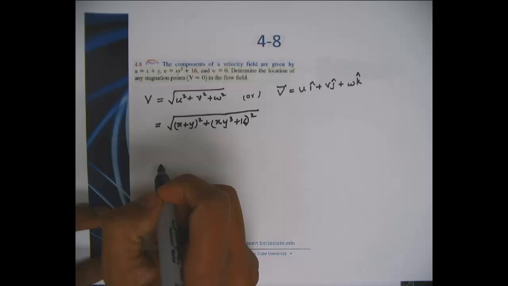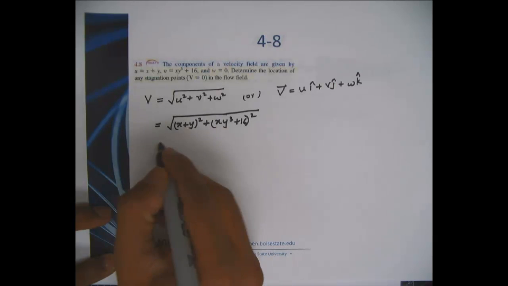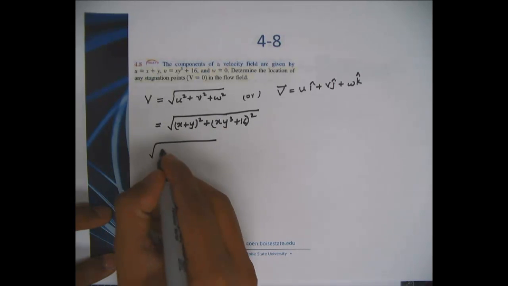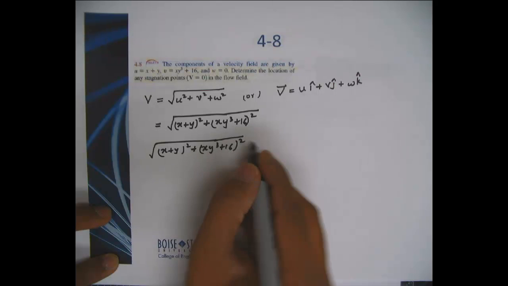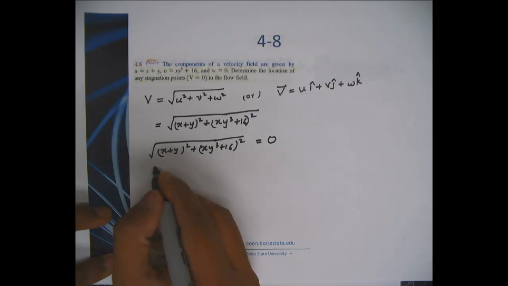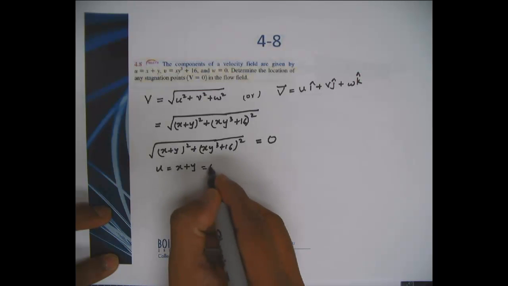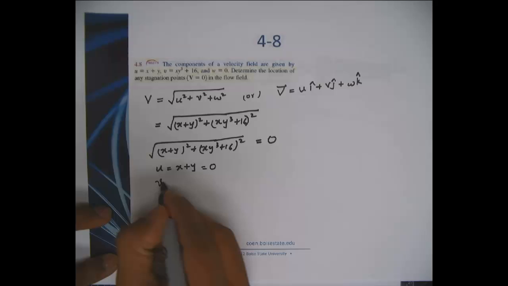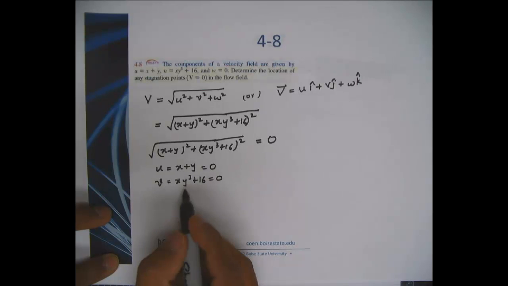So what this tells us is when the stagnation point occurs, the velocity will be equal to 0. So we solve x plus y whole square plus x cubed plus x y cubed plus 16 whole square equals 0. Or in other words, the component u, x plus y, should be equal to 0, and v, which is x cubed plus x y cubed plus 16, should also be equal to 0. So you see that we have two equations and two unknowns, x and y.